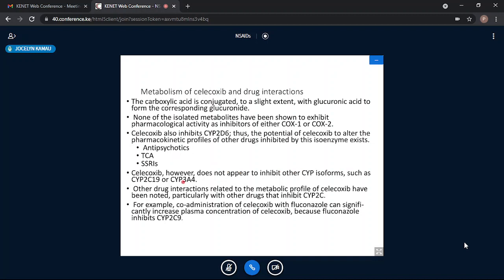It does not appear to inhibit cytochrome isoforms such as cytochrome 2C19 and cytochrome 3A4. These are also other isoforms. When you look at the cytochrome P450, it has many isoforms, and the isoforms either differ in the number of amino acids or the sequence of amino acids. And when these different enzymes differ in the number or sequence of amino acids, they are completely different enzymes, although we call them isoforms.